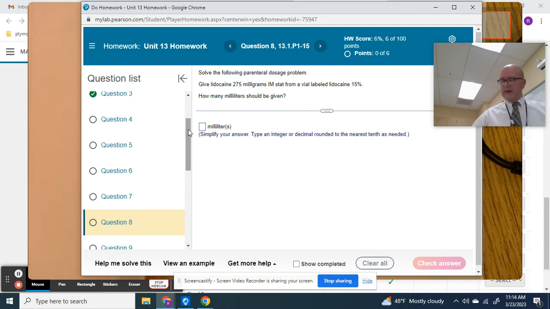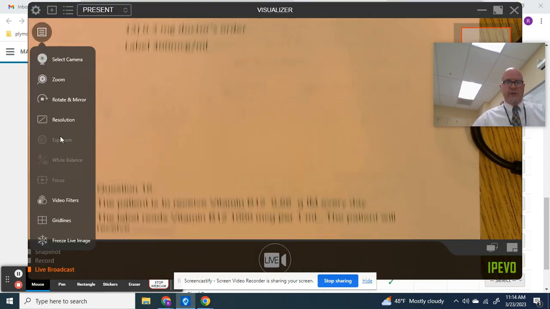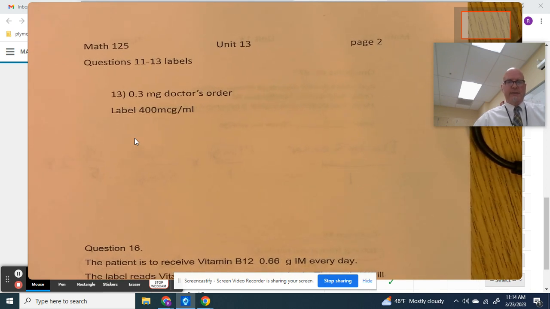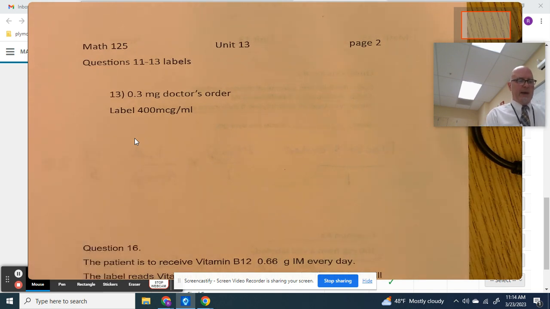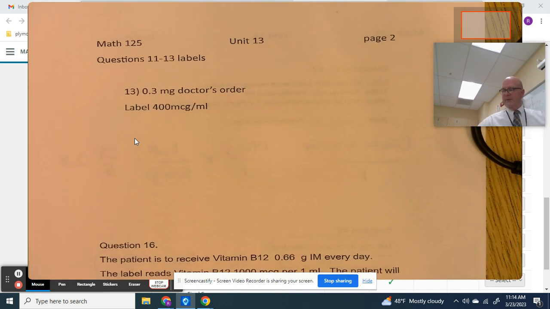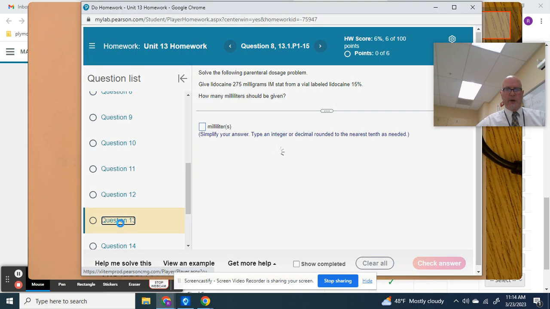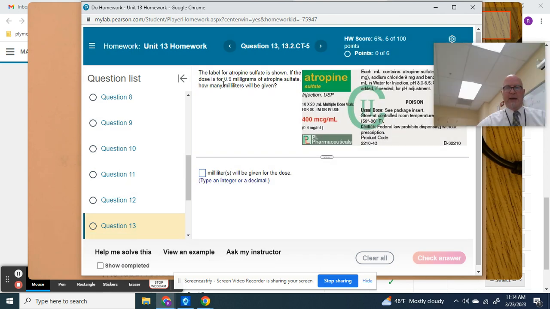Okay, on the other side, we are back to the questions that are going on here. And they talk about questions 13 and 16. So I would like to go through those from the MyMathLab and talk about what's happening here. So if I look at question 13 on MyMathLab, you notice it says in the MyMathLab section that there is some sort of doctor's order, and then there is a label over here that you should be able to see that has 400 micrograms per ml. And that is the label you need to read.